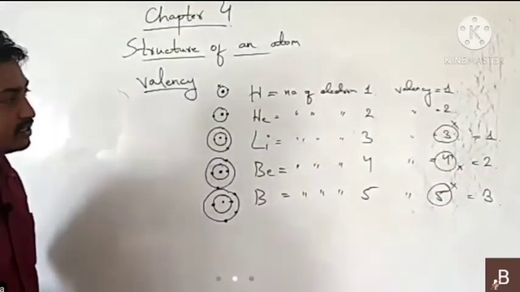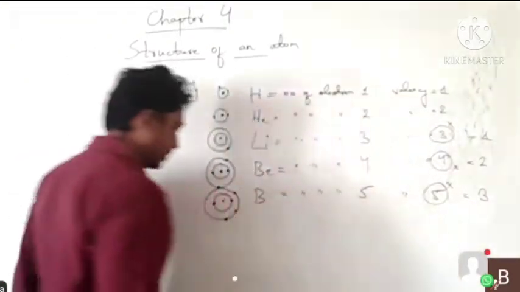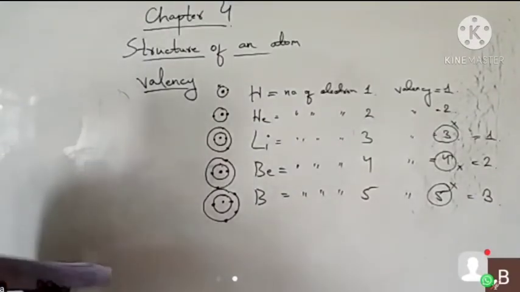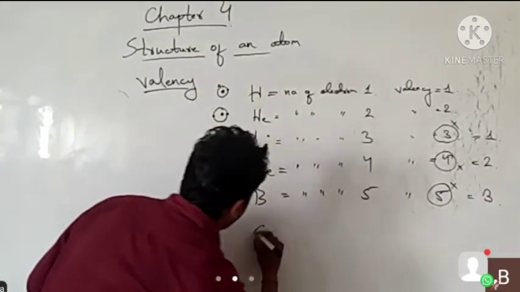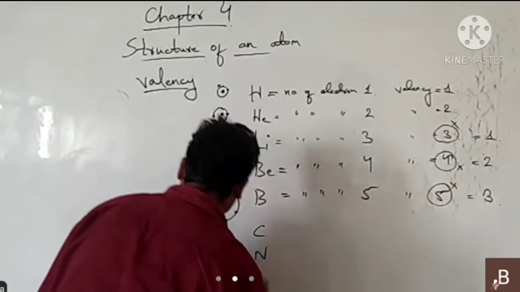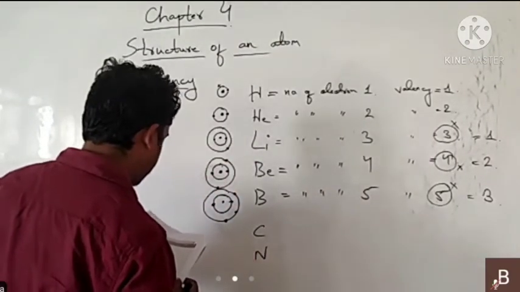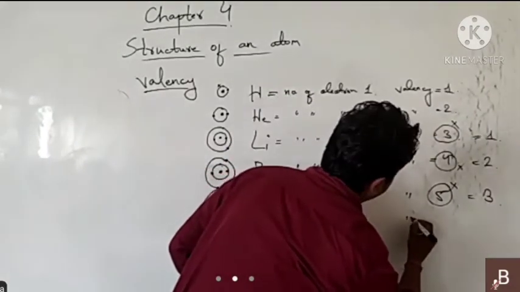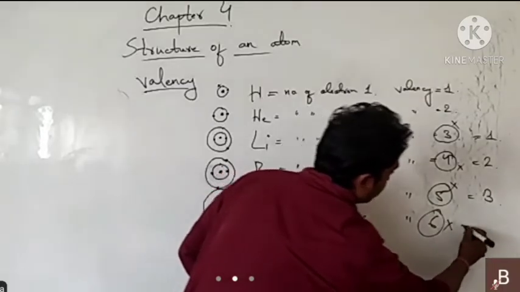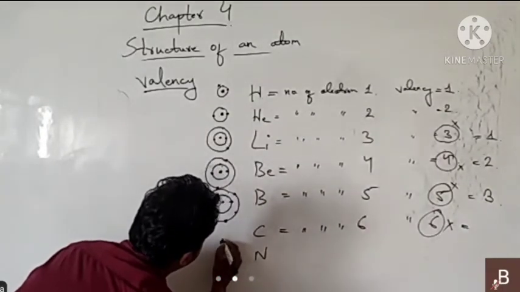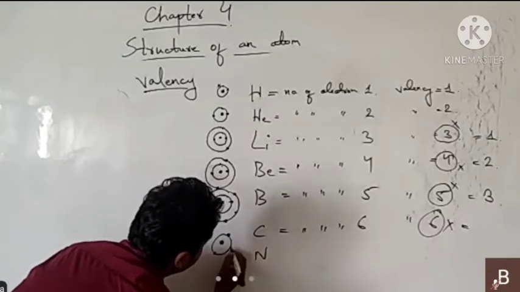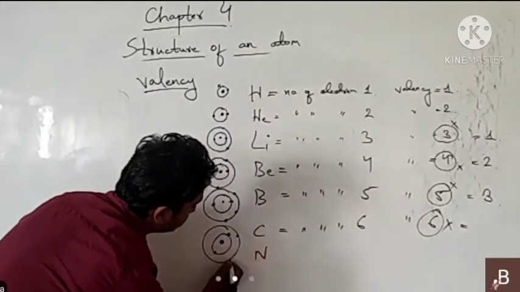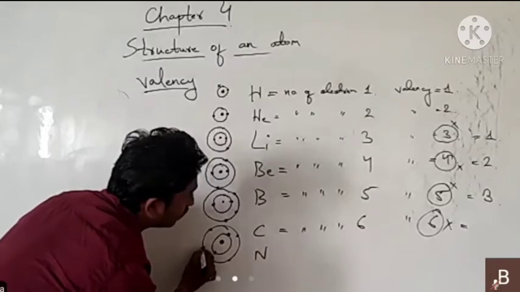But if it comes to 6, let's take carbon also. Okay, carbon, nitrogen. For carbon the number of electrons is 6. So valency we can't say 6, because for carbon we have to take 2 electrons, then in the L cell how much do we have to take? 4. 1, 2, 3, 4. For carbon we have to write 4 electrons.